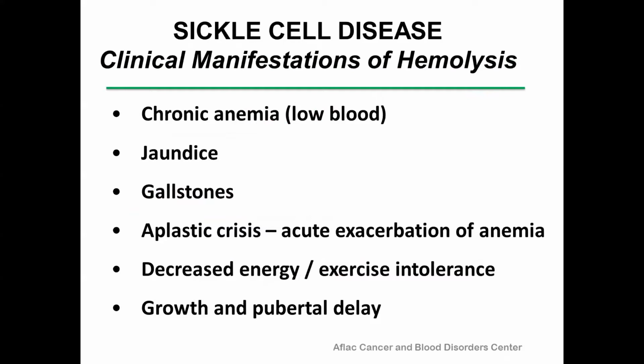even during childhood. The shortened red cell survival predisposes folks to something that we call an aplastic crisis, which is an acute worsening or exacerbation of the anemia during viral illnesses. Low blood count can also cause decreased energy, exercise intolerance. And in children, we know that those kids with sickle cell disease who have the most severe anemia also have some delay in growth and their pubertal development. And that's from hemolysis.